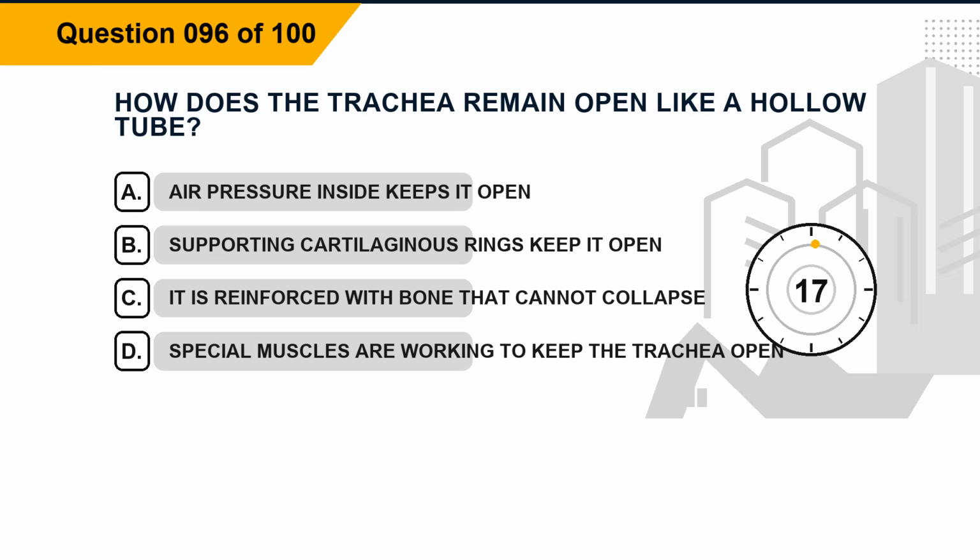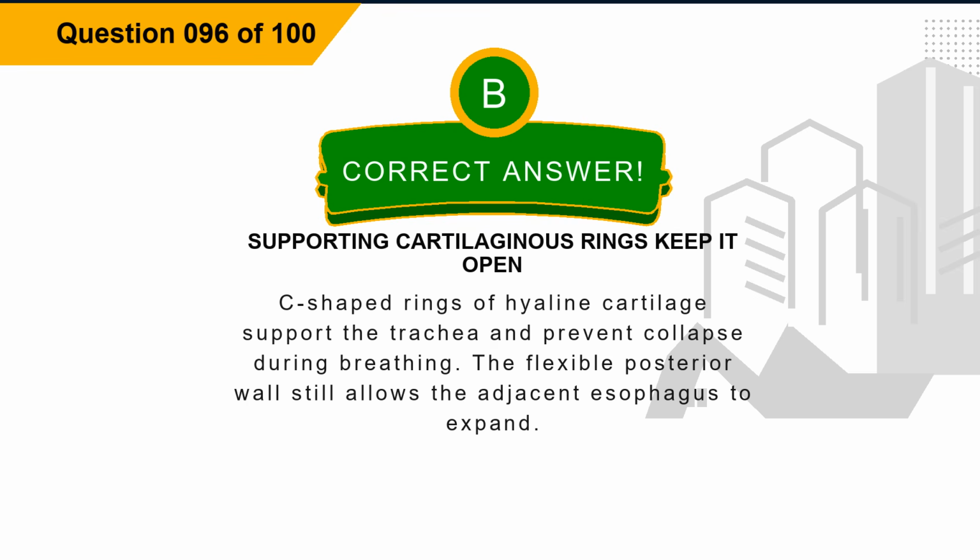Question 96. How does the trachea remain open like a hollow tube? Option A, air pressure inside keeps it open. Option B, supporting cartilaginous rings keep it open. Option C, it is reinforced with bone that cannot collapse. Option D, special muscles are working to keep the trachea open. The correct answer is option B, supporting cartilaginous rings keep it open. Explanation: C-shaped rings of hyaline cartilage support the trachea and prevent collapse during breathing. The flexible posterior wall still allows the adjacent esophagus to expand.